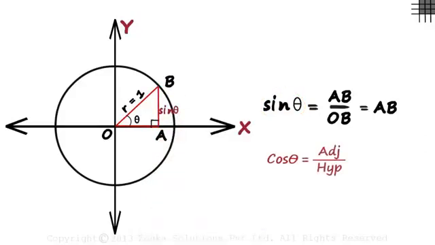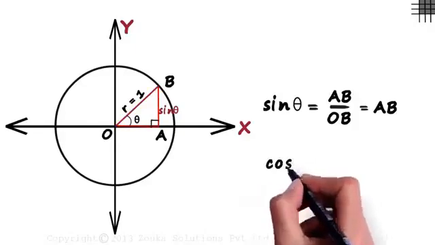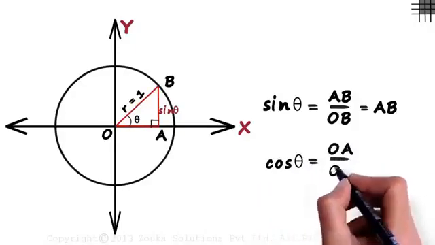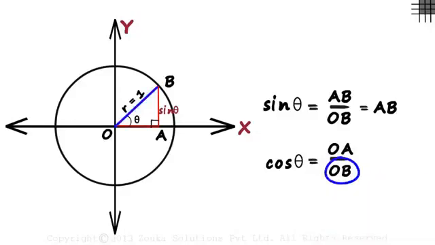Cos theta is adjacent by hypotenuse. Adjacent is OA and hypotenuse is OB. Hence, cos theta will equal OA by OB. And as OB is 1 unit, cos theta will equal OA. So let's write cos theta under OA here. OA is cos theta and AB is sine theta.